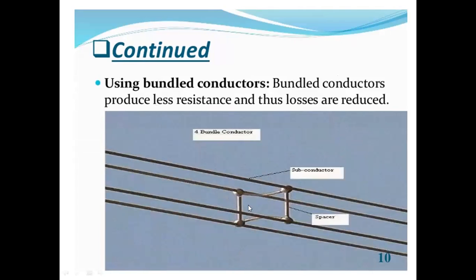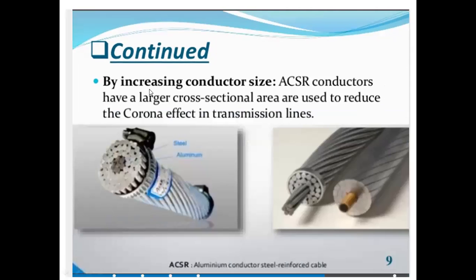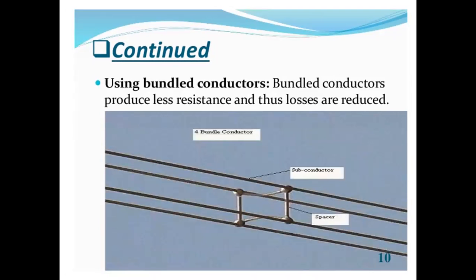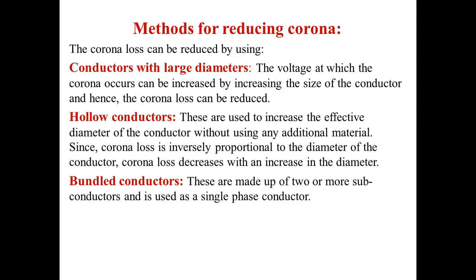So a spacer will be used to join these conductors. These conductors actually represent a single phase. So for the three phase, twelve conductors will be used, 4 plus 4 plus 4, then it will be a complete three phase power system. So the ACSR conductors have a larger cross sectional area and are used to reduce the corona effect in transmission lines, and using bundle conductors produces less resistance and thus losses are reduced.